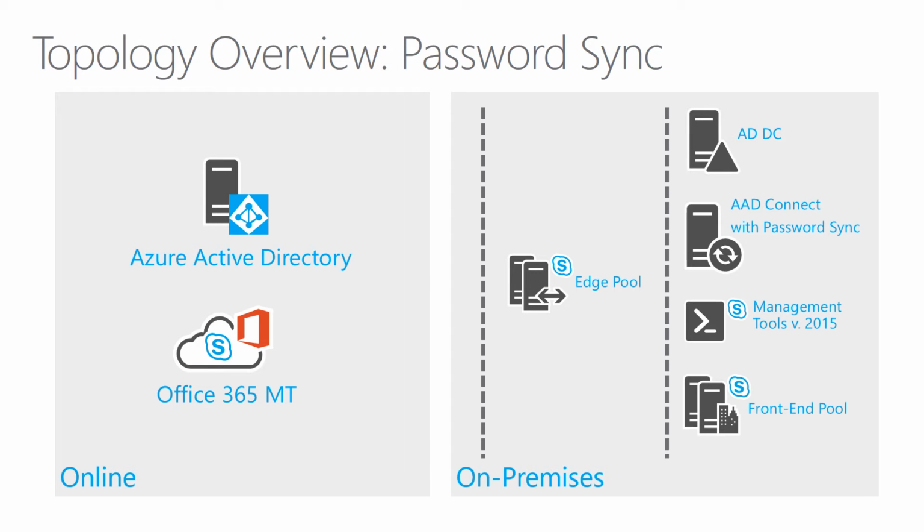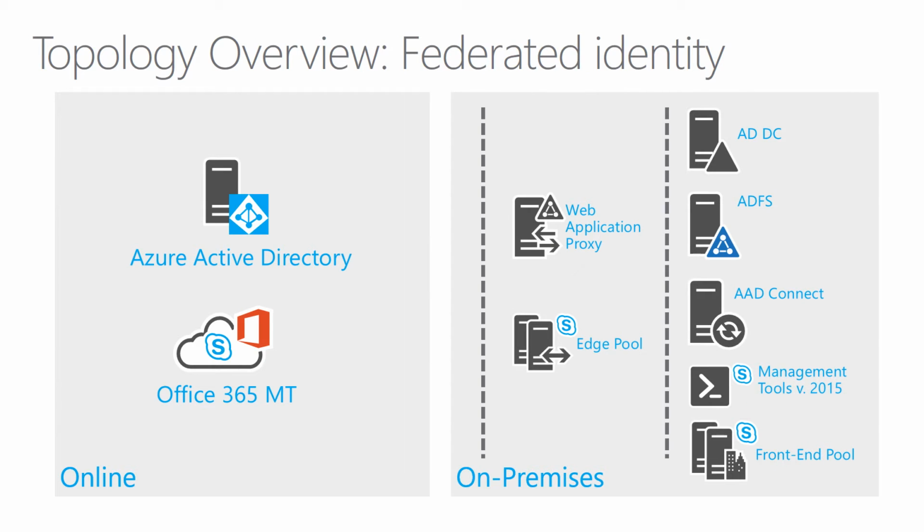If you look quickly at what the topology looks like when using password sync, you have the online part, which is the same. On premises, you have the Edge in the perimeter network, and you have the Azure Active Directory Connect tool with password sync enabled. When looking at the same topology for federated identity, you need in the perimeter network the Web Application Proxy, which is basically the former ADFS proxy, and you need an ADFS role in the on-premises part as well.